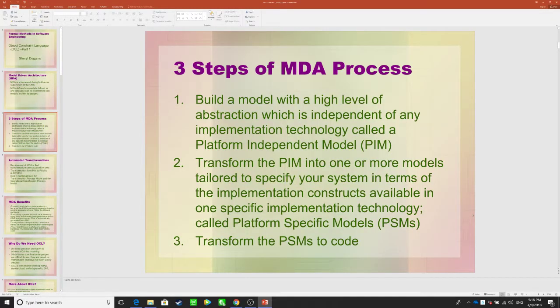So the MDA process: first you build a model with a higher level of abstraction, which is independent of any implementation technology, called the PIM. Then you transform the PIM into one or more models to specify your system in terms of the implementation constructs available in one specific implementation technology. Then you transform from the PSM to the code.